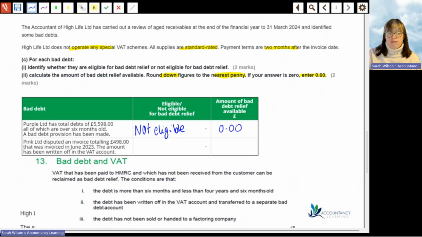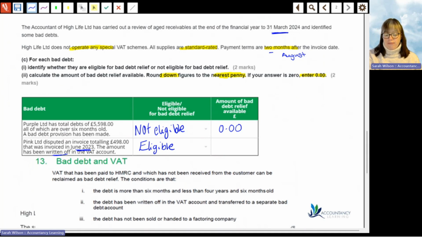Pink Limited disputed an invoice totalling £498 that was invoiced in June 2023. The amount has been written off in the VAT account. So if it was invoiced in June 2023, payment terms are 2 months after, so June, so it'd be July, August it was due. And our financial year end is March. So there's 6 months, so it's been over 6 months, and it has been written off in the VAT account. So therefore it is eligible for VAT bad debt relief.